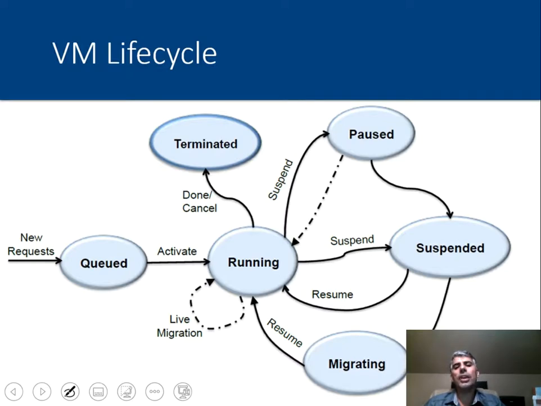Then your VM enters the running state. That is when your VM is booting up and you can use its operating system. You can use it for whatever amount of time you want, and then you may decide to suspend it. So it enters the suspended state. And then you can resume it on the same machine or on another machine. In the case that you want to run it on another machine, it goes to the migrating state, and again it goes to the running state.